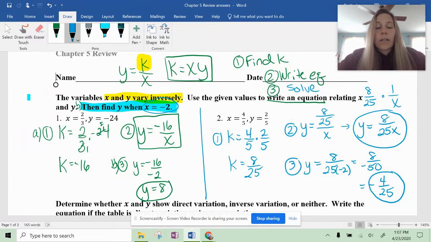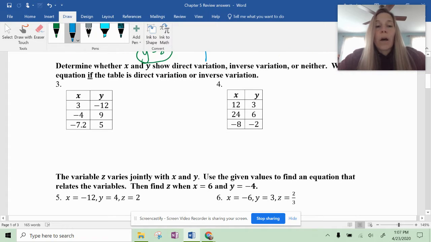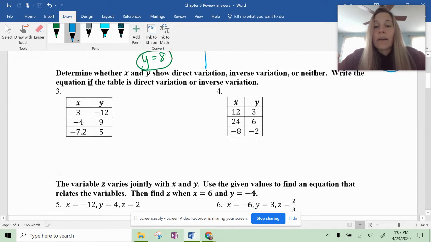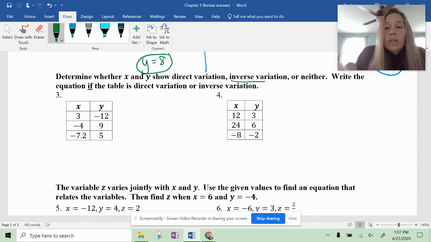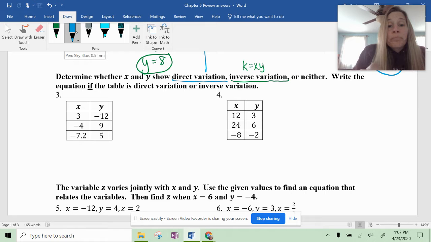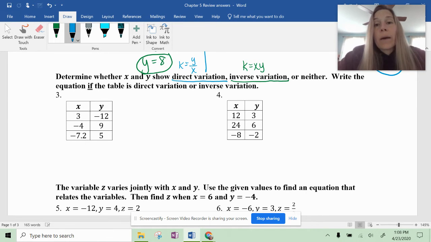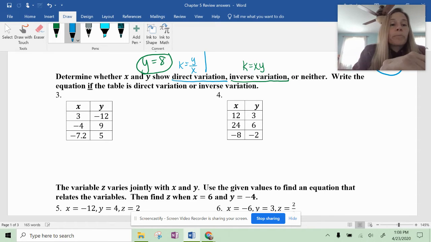Now, the next 2 questions are asking us to determine whether or not the data tables show direct variation, inverse variation, or neither. So we just went over the inverse variation, and inverse variation is when the K is the same, or that's a constant when you multiply the X's and the Y's. But if you remember from our notes, direct variation is when you get the K or the constant by dividing the Y's by the X's. So we want to see which one of those gives us the same value, which would mean it's a constant. If it doesn't work for either, then we would say it's neither.